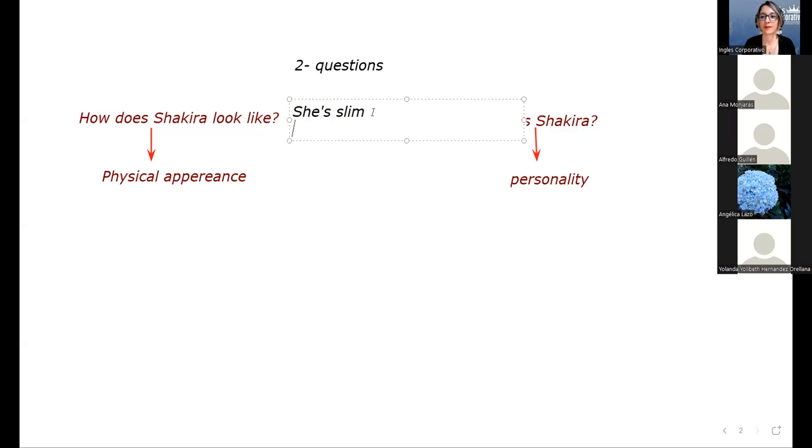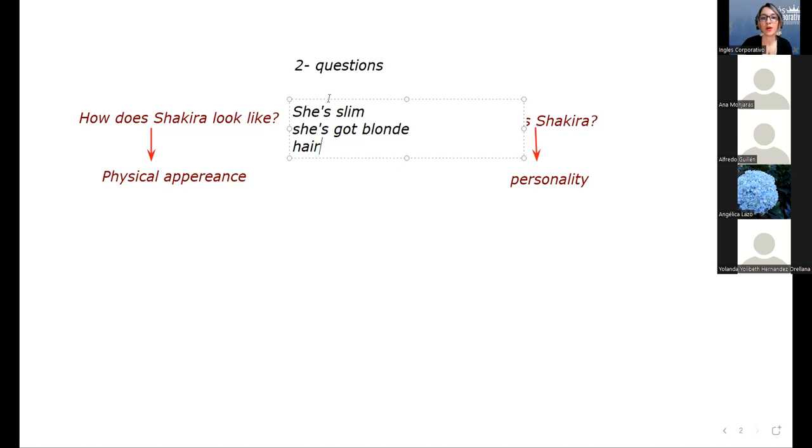And she's... she has blonde hair. Thank you. And remember that we mentioned that when we say that, we have this other option, right? She's got blonde hair. Thank you. What about you, Catherine?